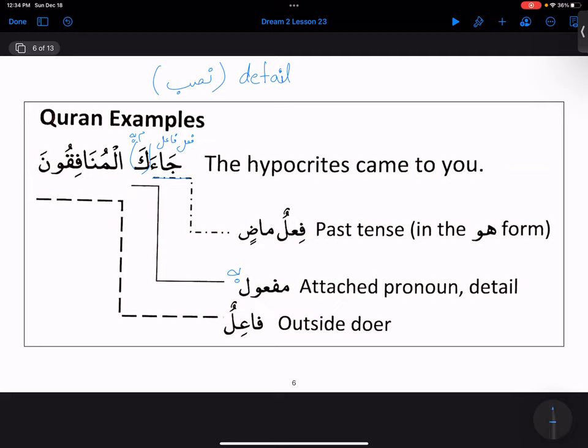In jumla failia, listen to this very carefully. Whenever you see something rafa, it should ring a bell in your head. Why is something rafa? Because we need details, and details are nasab. So what is this rafa thing doing over here? Most of the time you're going to see that this is the fa'il, and we know this is the huwa version, so this perfectly qualifies as the outside fa'il. How are we going to translate? Munafiqun means hypocrites. We always translate the fa'il first. So the hypocrites came to you.